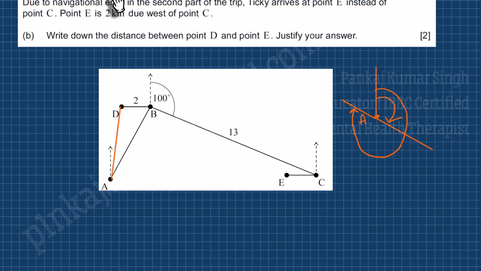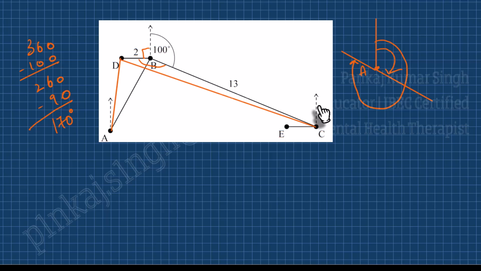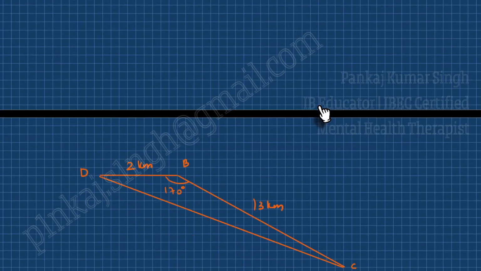Okay. Tiki has moved from A to D, and what I'm looking for is this length, which is from D to C. All right. So because the person has moved due from B, this angle is going to be 90 degrees. And that would tell me that this complete angle is going to be 360 minus 100, which is 260. And again, I'm reducing 90 from there, and that's going to give me 170 degrees. So I've redrawn this diagram, and this is how it looks.